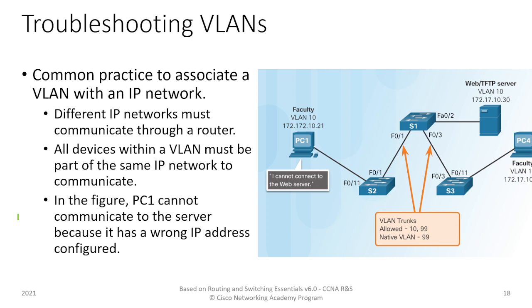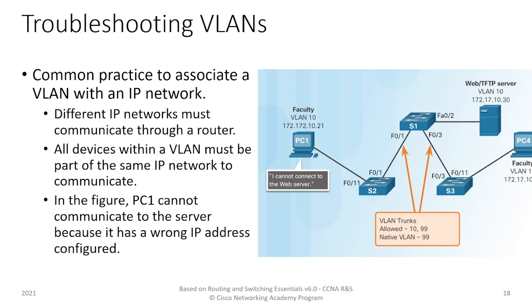But in this case, we have configured them in two different spaces, because PC1 is in the 172.172 network, and the other one is in the 172.17 network. So these are two different networks we have configured, even though we have put them in the same VLAN. So they will not be able to communicate. That is one sort of trouble that we may come across, not configuring the IP information correctly according to the VLAN that we are configuring. Then another problem that we may come across is relevant to VLAN trunks.